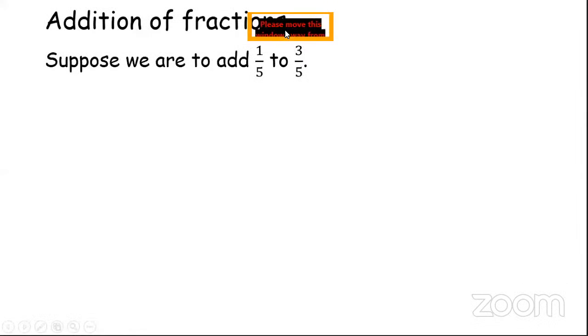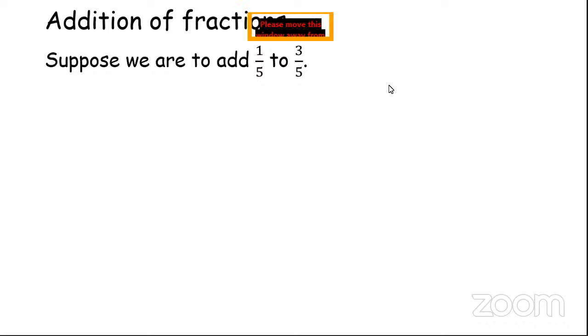We are beginning with addition, and we are saying suppose we want to add 1/5 to 3/5. So how would we do that? Any suggestions? Suggestions, please.